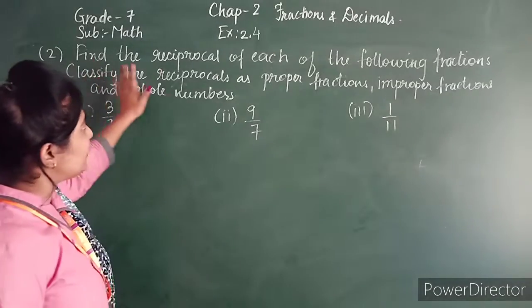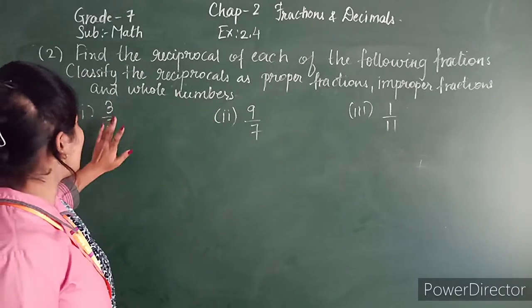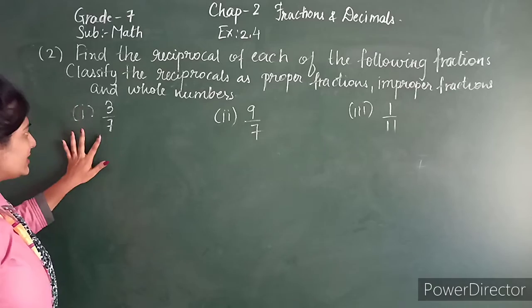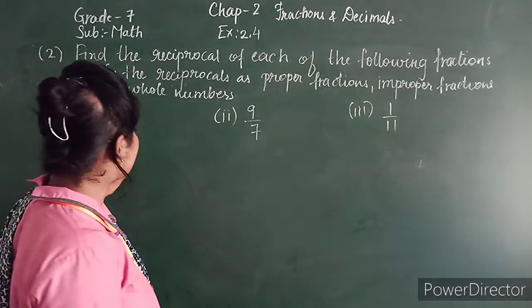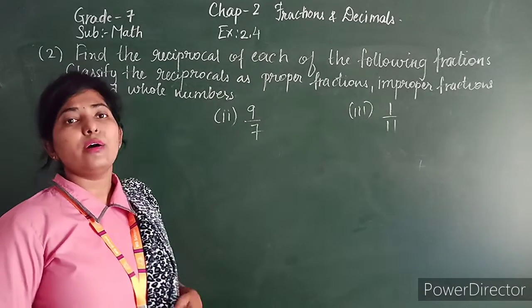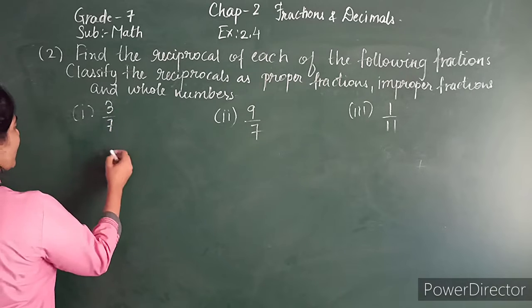Now question number 2. Find the reciprocal of each of the following fractions. Classify reciprocal as proper fraction, improper fraction and whole numbers. Here the number is given, that is 3 upon 7. We have to find out the reciprocal of this number and then we have to classify them as improper, proper or whole number. So let's see, first is 3 upon 7.